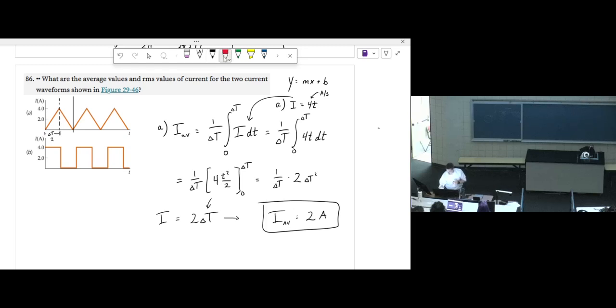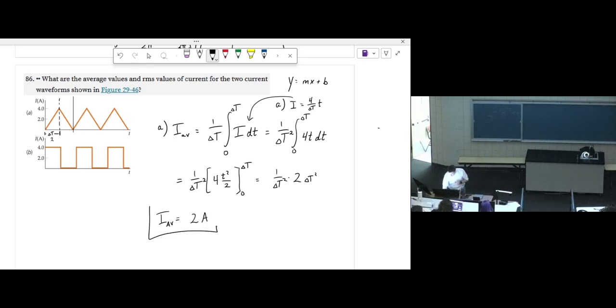So my mistake was that my slope m is 4 divided by delta t times time. So that means I would have gotten a delta t squared term right there, delta t squared term right there, which means that this goes away. And there we go. I average is equal to 2 amps. That's how my delta t cancels out. Sorry about that.